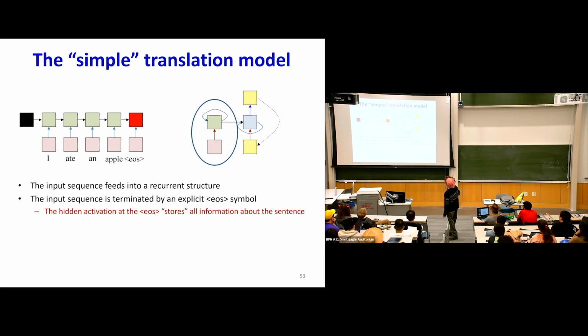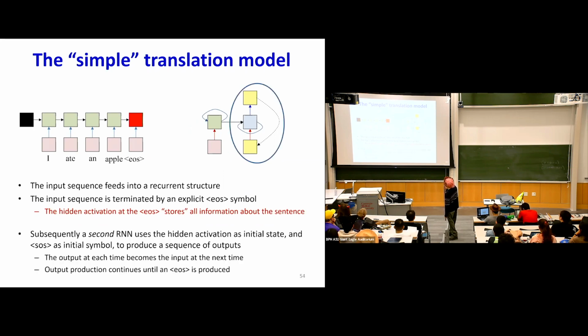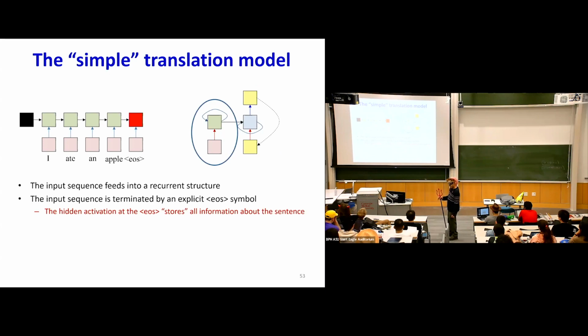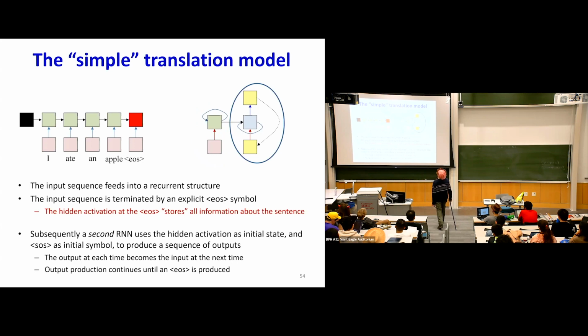But once that is done, the first recurrent network actually analyzes the input and generates this hidden representation, and then the second recurrent network uses the hidden activation over here as its initial state and the start of symbol as an initial input and begins to generate outputs, right? And the output production continues until the end of sentence marker is generated.